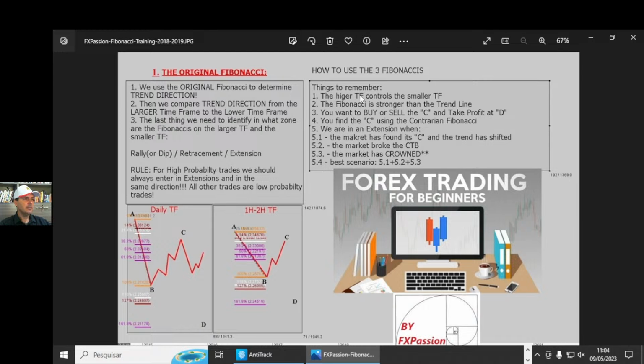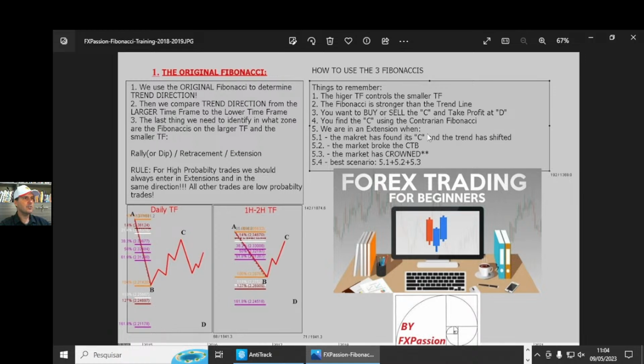Things to remember: the higher time frame controls the smaller time frame. The Fibonacci is stronger than the trend line. One more time, the Fibonacci is stronger than the trend line. You want to buy or sell at the C and profit take at the D. You find the C using the contrarian Fibonacci. We're going to talk about this one too.